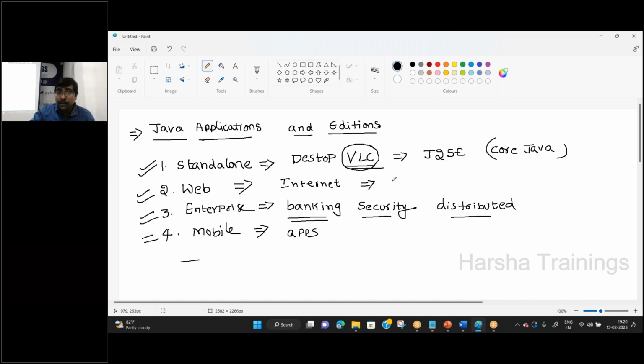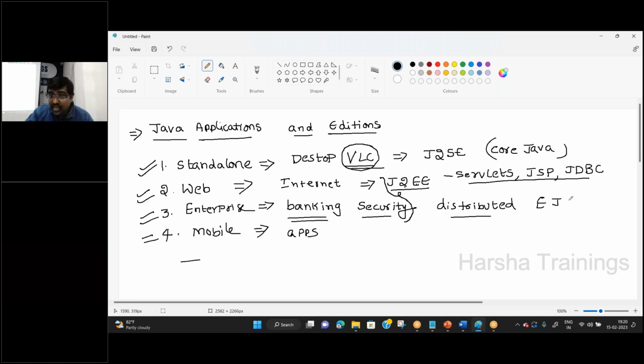Now, for web applications, J2EE. This is the edition for web applications and enterprise applications. For developing web and enterprise applications, they developed an edition, that is Java 2 Enterprise Edition. They have some topics. Under this, servlets, JSP, JDBC are the concepts used for web applications. Those belong to J2EE.